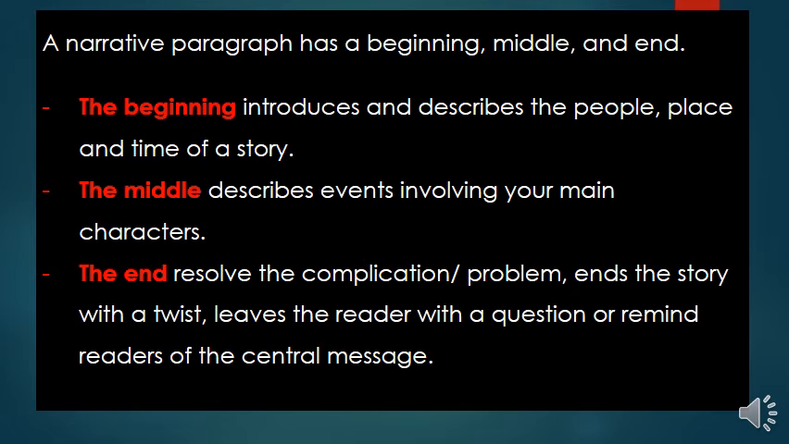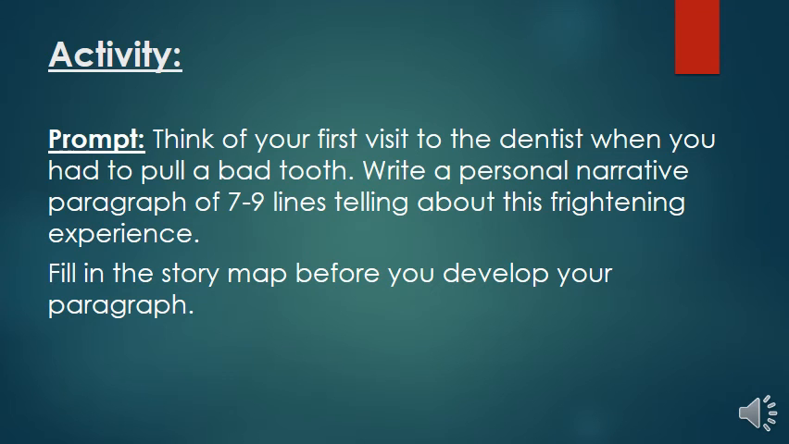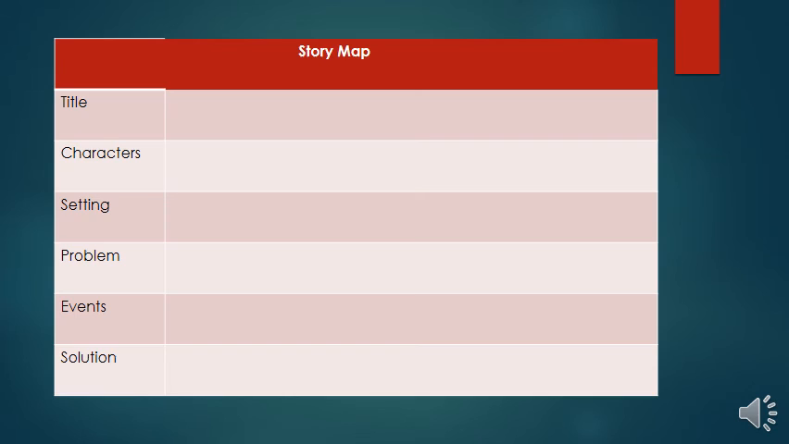And in the beginning, of course, as we said before, we introduce and describe the people, place, and time of the story. In the middle, we describe the events involving your main characters. And in the end, we resolve the complication or we end the story with a twist or a central message or whatever. Activity: think of your first visit to the dentist when you had to pull a bad tooth. Write a personal narrative paragraph of 7 to 9 lines telling about the frightening experience. Fill in the story map before you develop your paragraph.